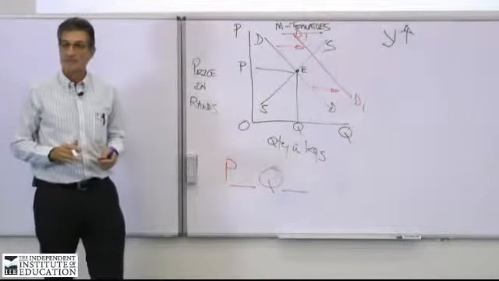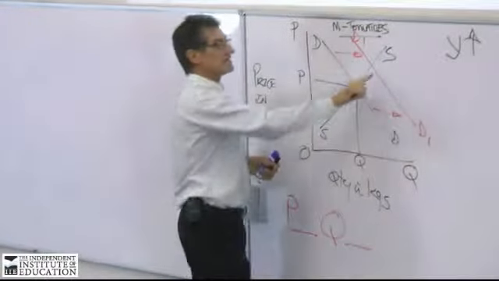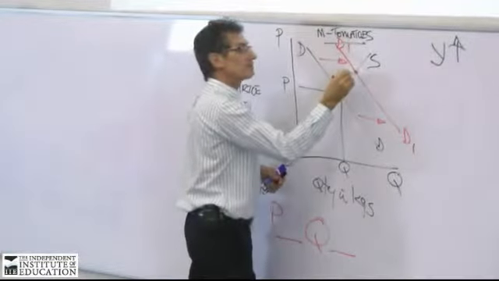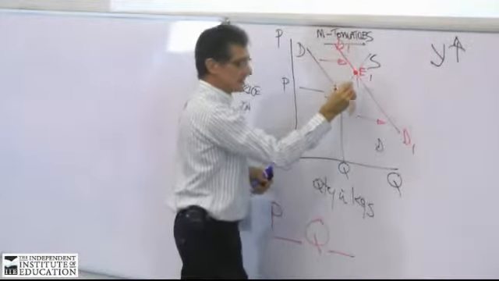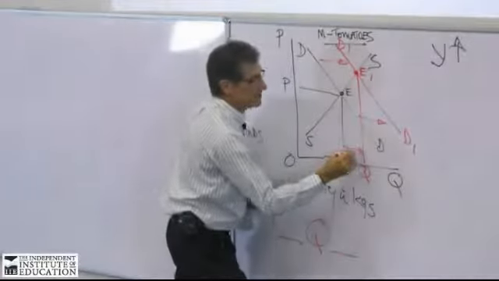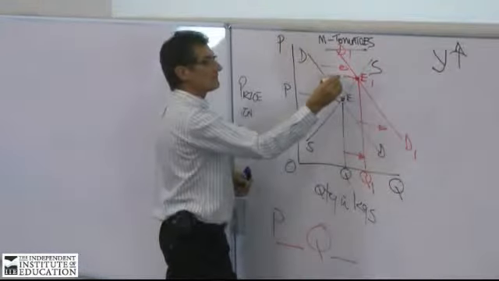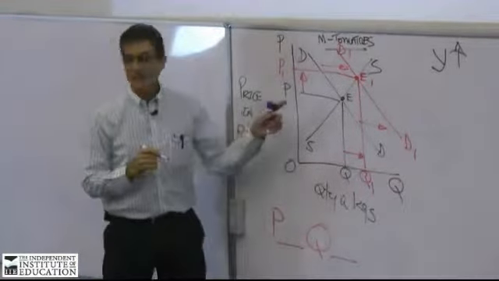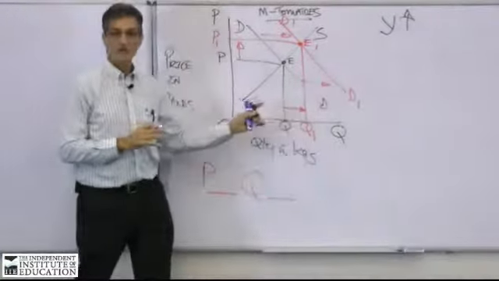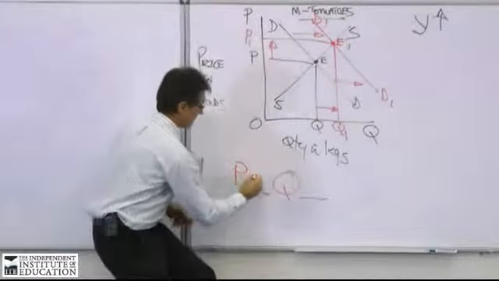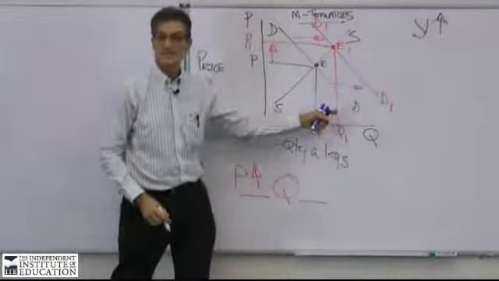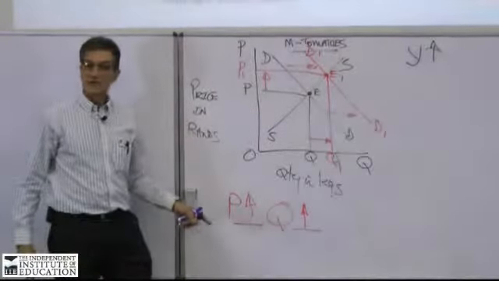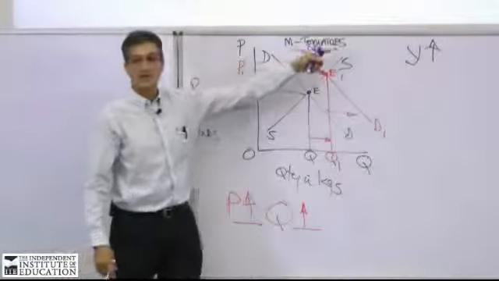Now, what happens? We've got our existing supply curve and a new demand curve. So we've got a new equilibrium position, E1. We've got an increase in the quantity demanded to Q1, and the price will go up to P1. So you've got to indicate all your arrows showing all the movements. Price goes up, and quantity demanded increases.